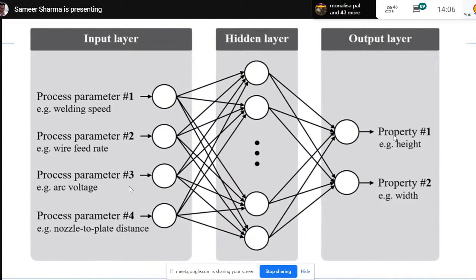Now the thing is that earlier, like I said before, what a researcher would do is take this data and try to decipher what information is contained in the data based on his or her own experience of the field. But now, they used a deep learning model, a neural network, and given a new welding speed, wire feed rate, arc voltage, and nozzle-to-plate distance, they were able to find out what the height and width are. This would assist them in identifying what the material behavior is.